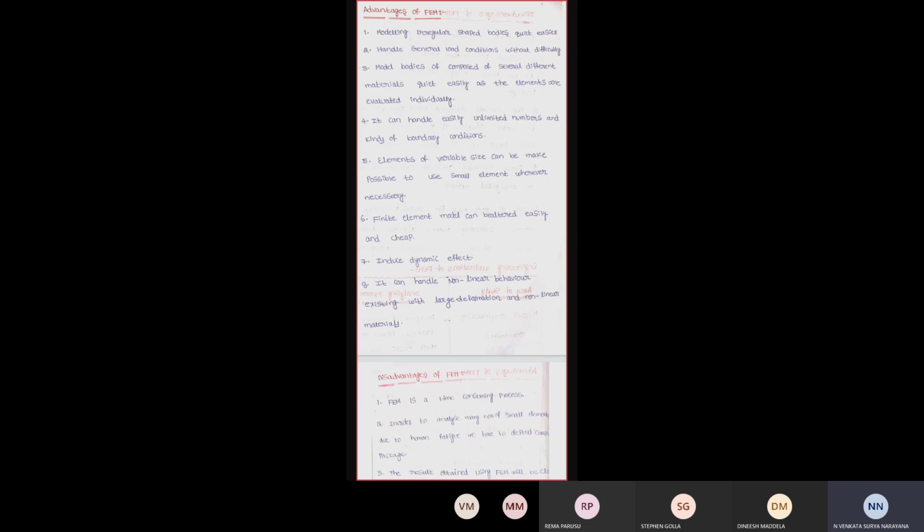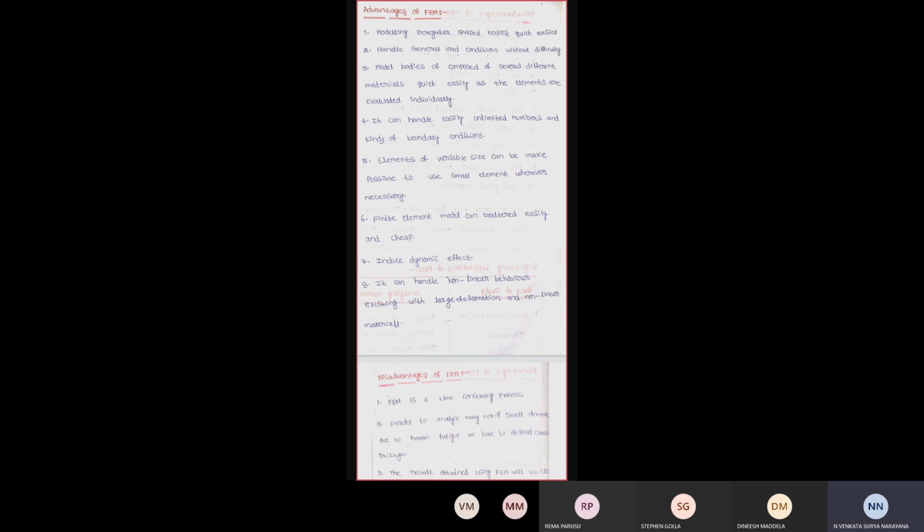Next, it can handle non-linear behavior. Linear means a straight form; non-linear means curvature. Why am I saying curvature? Here I am applying a load at the center of a simply supported beam, so the deformation occurs at the center only. That is non-linear behavior. By using FEM, we can handle non-linear behavior also. Those are the advantages of FEM.